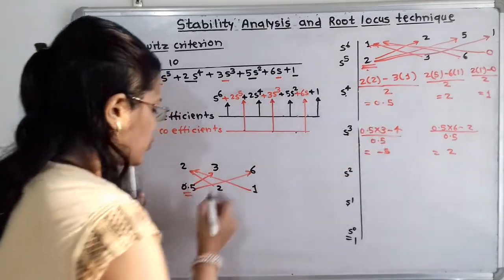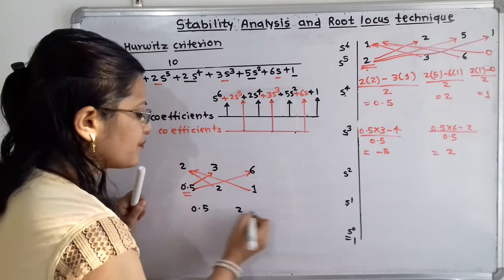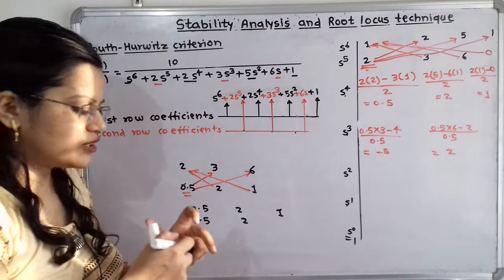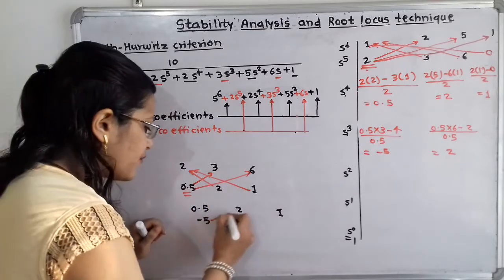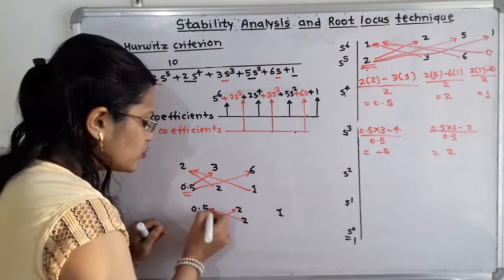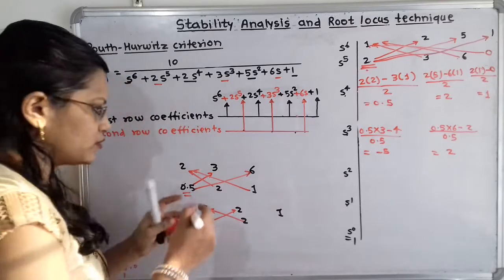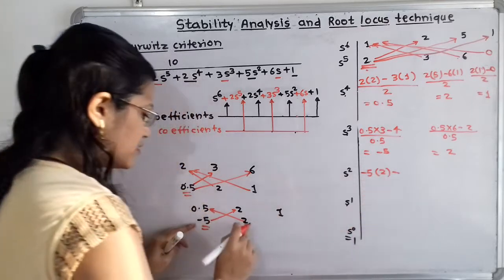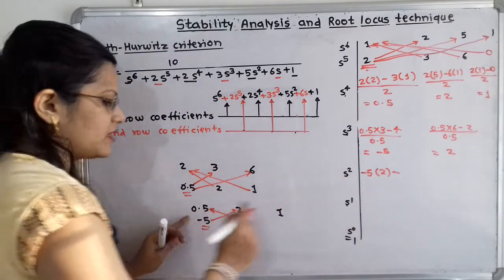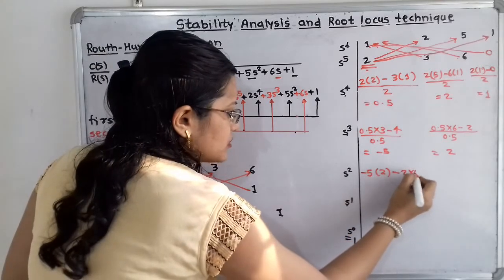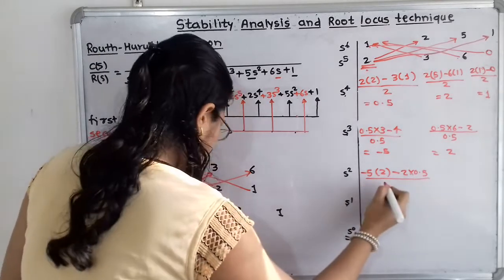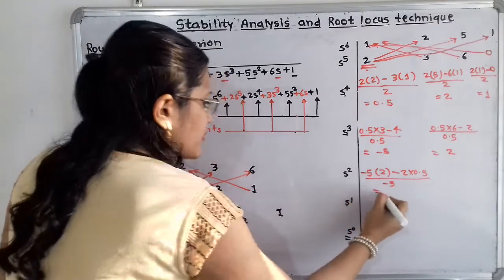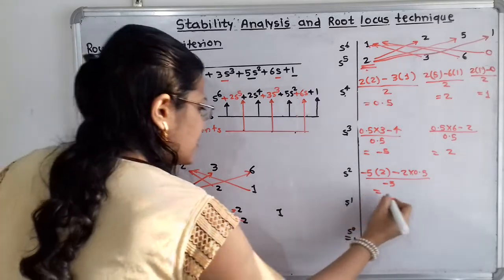So if I write 0.5, then 2, 1, and here minus 5, 2. Now again we have to make calculations. Again I will mark here minus 5 multiplied by 2 minus 2 into 0.5, divided by minus 5. In the same way, we have to take minus 5 into 2 minus 2 into 0.5, divided by minus 5, because here minus 5 is there. If we calculate this, we will get the answer 11 by 5.